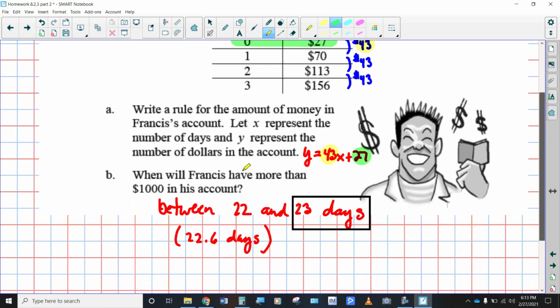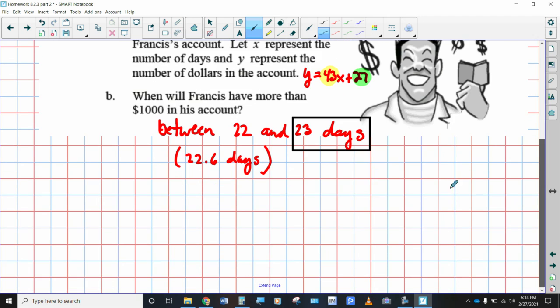So when will Francis have more than $1,000 in his account? So how do we figure that out? Let's go ahead and solve y is equal to 43x plus 27. Since y represents the total amount of dollars, let's change that to be 1,000. So we will take away $27, and we get $973 is equal to 43x.